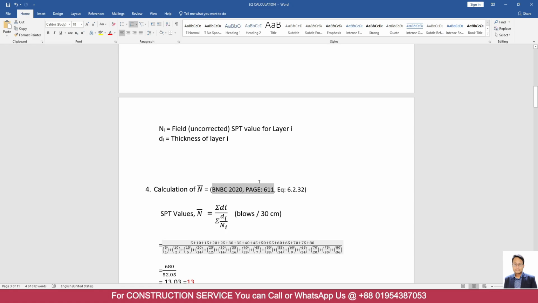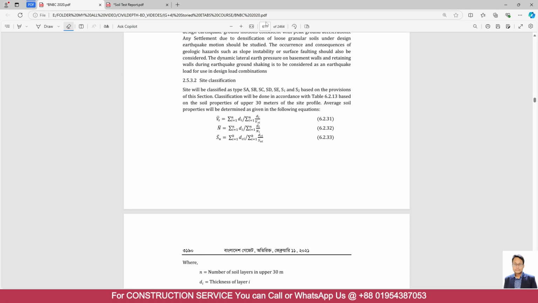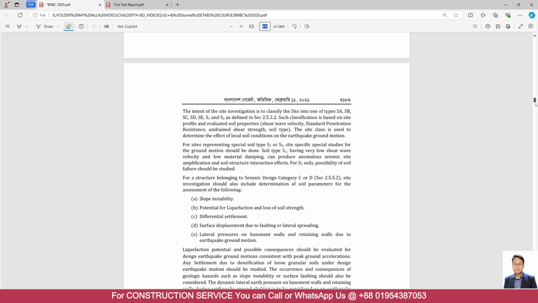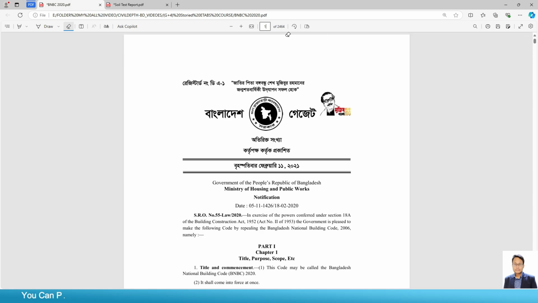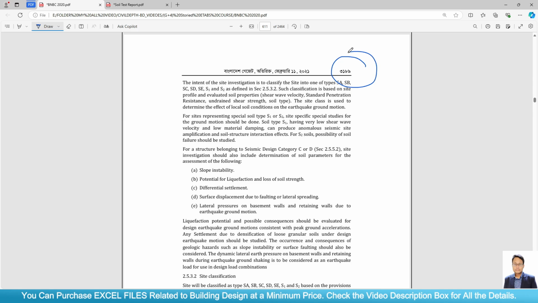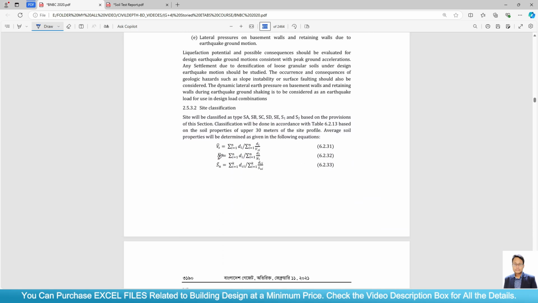This page number is for the PDF book actually. So let's go here. Okay, I am already on 611. If you are on any page here, just go to this box and write 611. The actual page number as per the BNBC is 3189, but 611 is the PDF page number. Here you can see the formula for N bar.